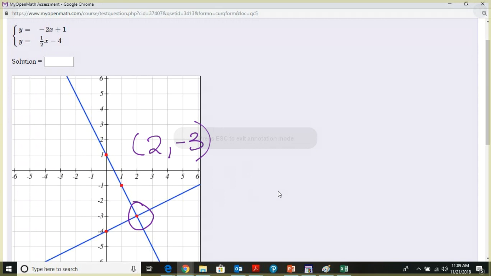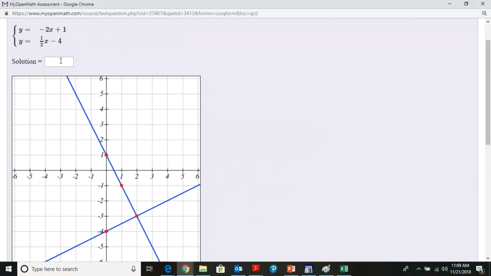So this is the point 2, negative 3. And again, you could check that if you wanted to. If you plugged a 2 into the first one, you'd get negative 4 plus 1, which is negative 3. Yay. And if you plug a 2 into this second one, you'd get 1 minus 4, which is also negative 3. So you can always check, so that's good. So our answer here is going to be 2, negative 3. And I'm guessing we're going to enter it as an ordered pair. So 2, comma, negative 3.